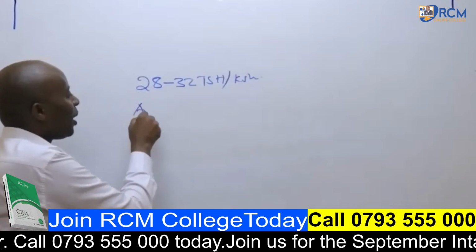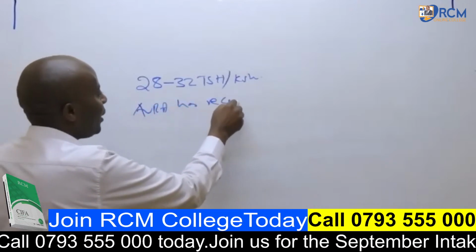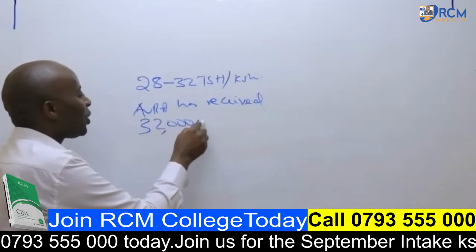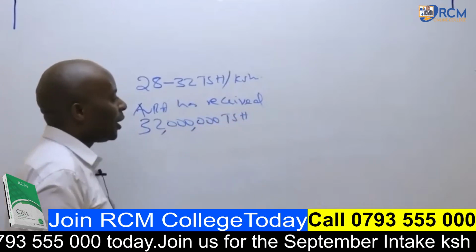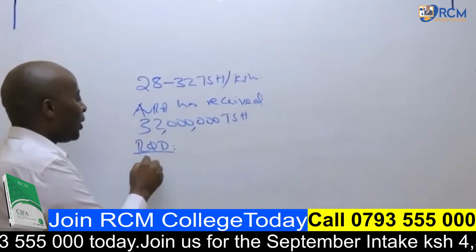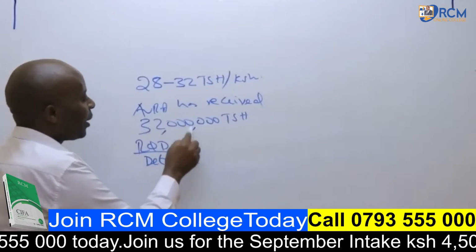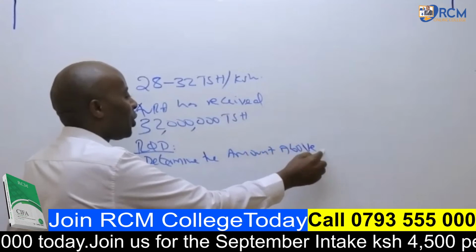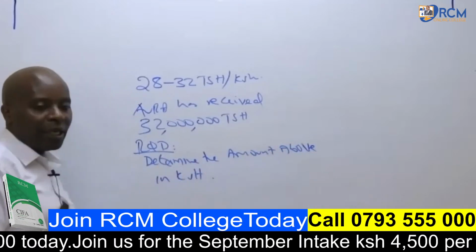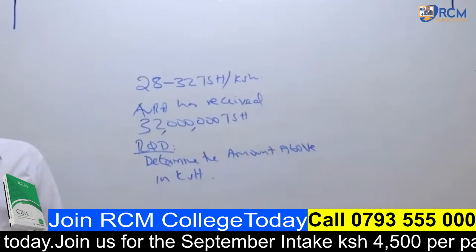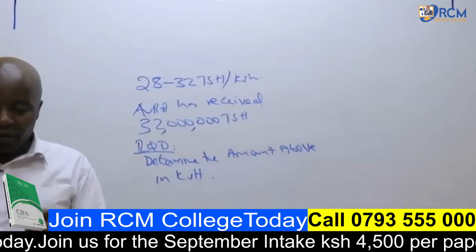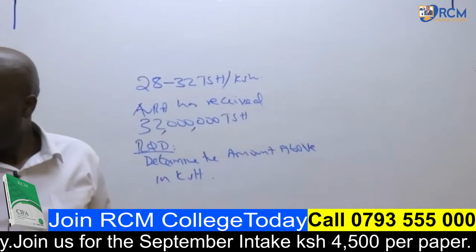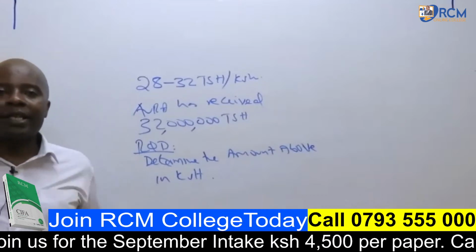And then we have here, Aura has received 32 million. I'm a millionaire in terms of Tanzania shillings. 32 million Tanzania shillings. So you are required here to determine the equivalent of the above amount in Kenya shillings. Hebu saidia mwalimu tuone jameni, for us to be able to answer the student who is asking us.